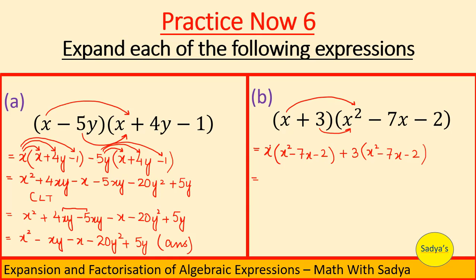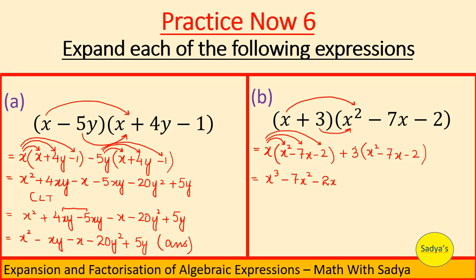Now let's apply the distributive law. X multiplied with x squared gives us x cube. Remember that when same variables are multiplied, their powers are added. So x into x squared is equal to x cube. Minus x into 7x is equal to minus 7x squared and x into minus 2 is equal to minus 2x. So drawing these arrows always helps you out. So it's a good idea to draw the arrows.